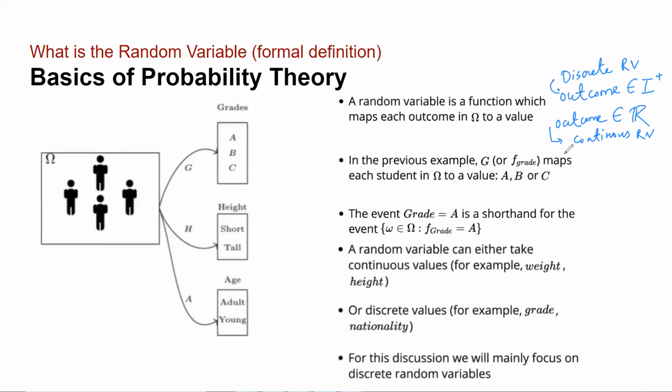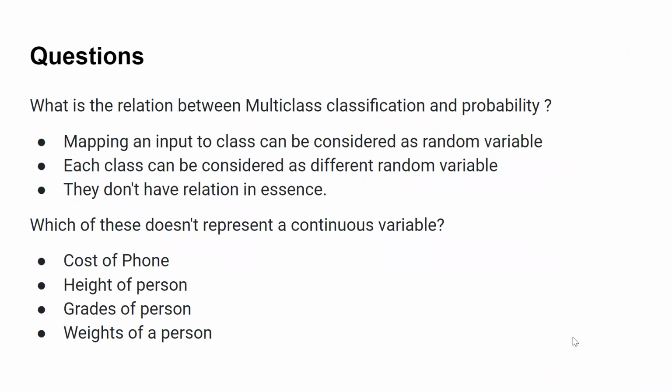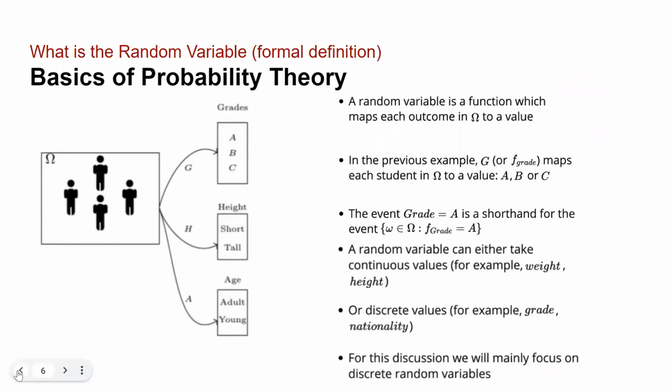Okay, so these were the two types of random variable. Now answer this question. In the earlier slide, you gave these three scenarios: grades, height, and age, right? So grade is going to be discrete. Height and age are going to be continuous because it can be any value. Similarly, age is also a continuous random variable.